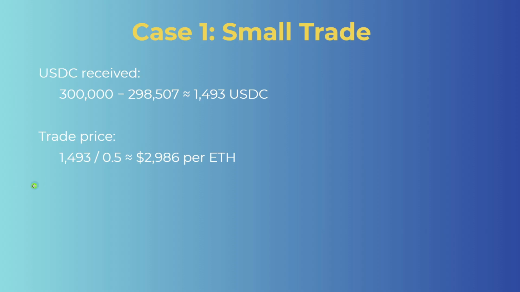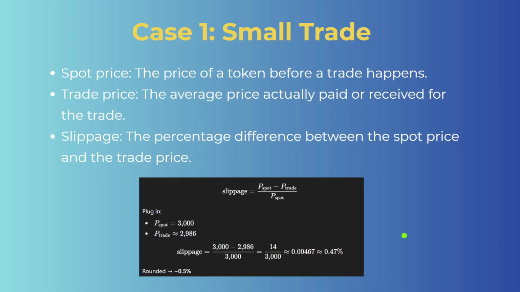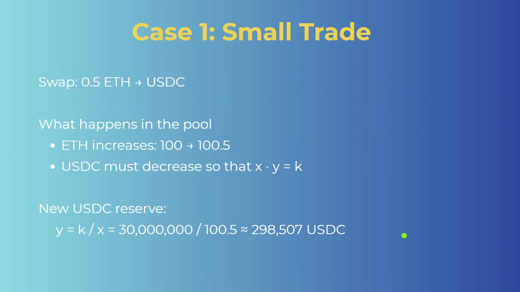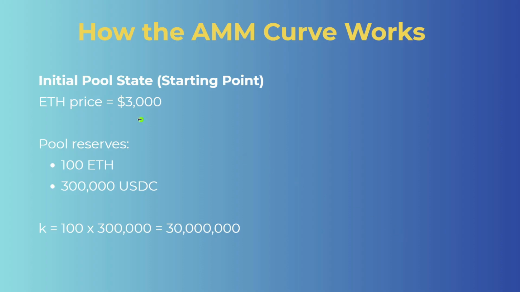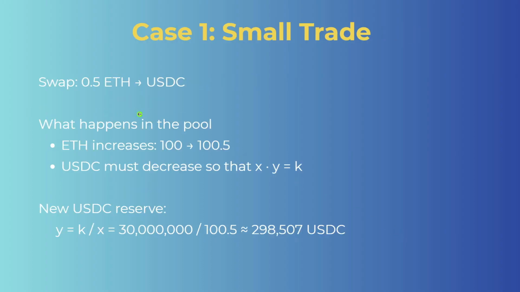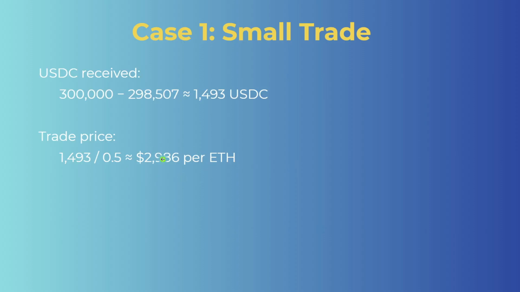So the trade price in this case can be calculated as the ratio between the USDC that you get from the trade and the ETH that you have provided in the swap, and it is the actual price at which you have performed the trade. So we have made the trade. We wanted to make the trade at $3,000, but we actually made the trade at less than $3,000.